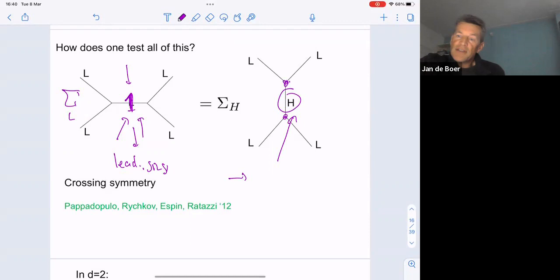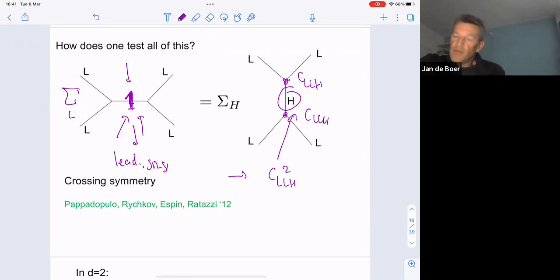So there's a C_LLH here, another C_LLH here. And you find that C_LLH squared must grow in a particular way with H in order to correctly reproduce the leading singularity you get on the left-hand side. So in crossing symmetry, you can go to a particular kinematical regime where on the left-hand side there is a singularity that you can control, and on the right-hand side you must be able to re-obtain the same singularity, and from that you can extract statistics of these OPE coefficients that must hold, or coarse-grained values if you wish.